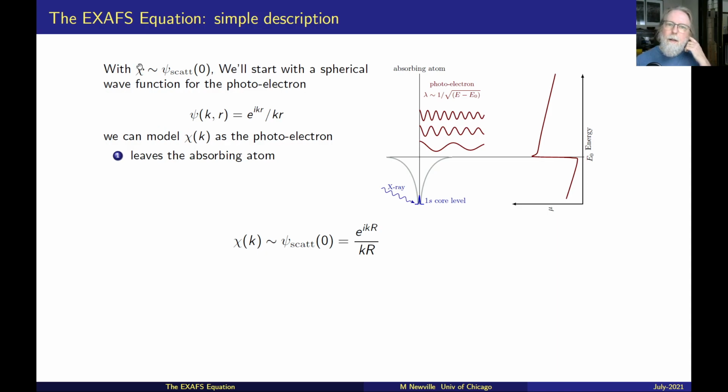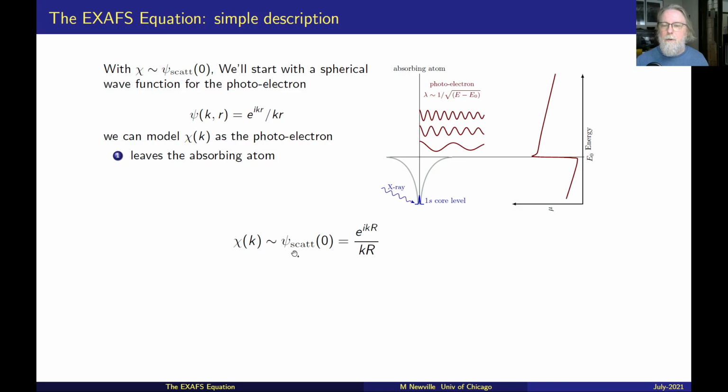So with chi being the amplitude of the scattered portion of the photoelectron at the absorbing atom, we can start with a simple model for this. Okay, so let's just say that our outgoing photoelectron is a spherical wave. That's the second simplest thing you can do in quantum mechanics, which is about as far as I can handle. So we can model chi(k) as the photoelectron going out.